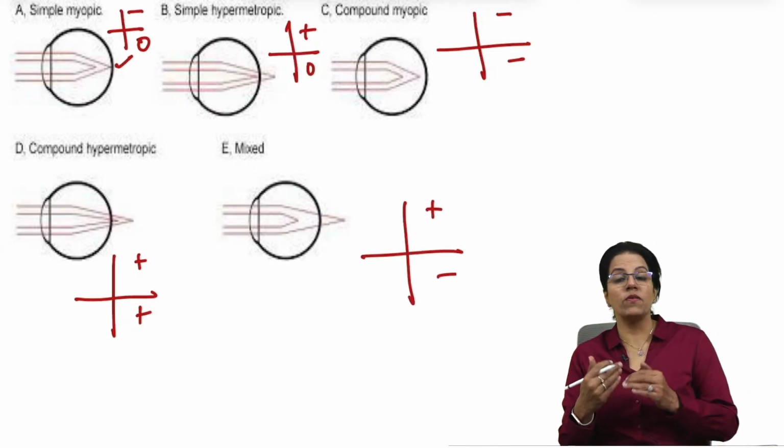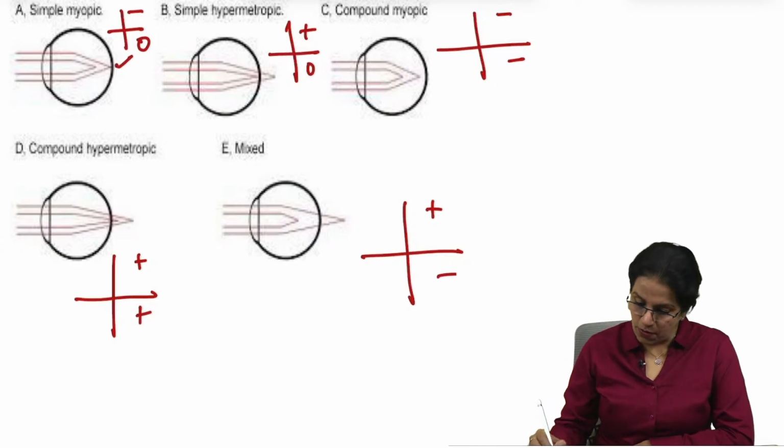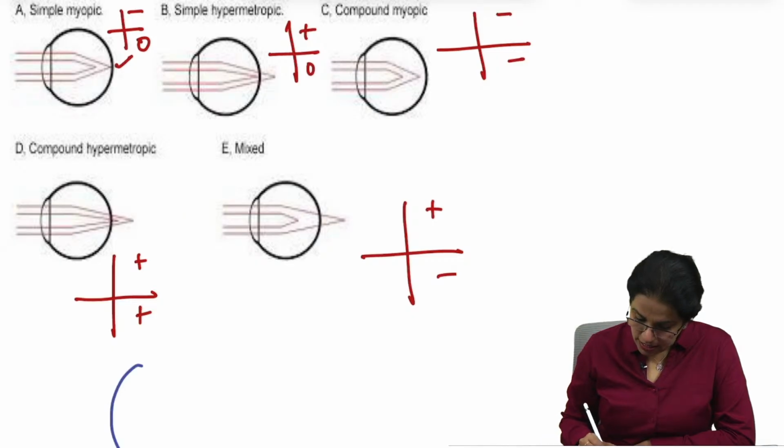So this is one way of classifying astigmatism. Now I would like to revise with you all. The other way of classifying astigmatism was with the rule and against the rule. So, let us see this one.